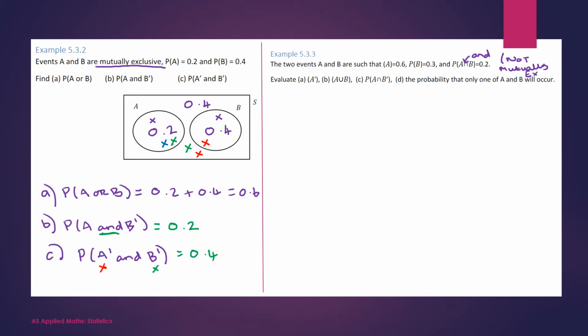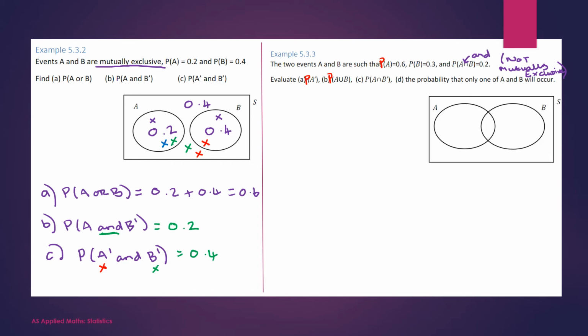So when I am drawing my Venn diagram, I need the overlap. Just to correct the question, there is a typing error: there should be a P there, and a P there, and a P there. So the first thing I'm going to do is look at the Venn diagram, and because the events are not mutually exclusive, I'm going to draw it with an overlap. I know probability of A intersection B is 0.2. So that's going to go in the middle.